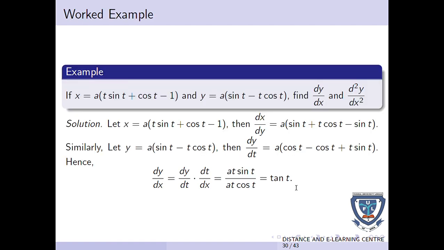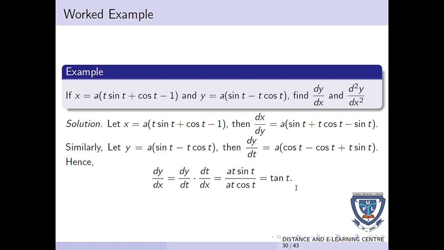Let's look at some more worked examples. If x is equal to a(t sin t plus cos t minus 1) and y is equal to a(sin t minus t cos t), find dy/dx and the second derivative. Find the first and second derivative.